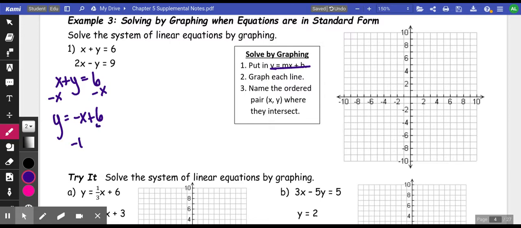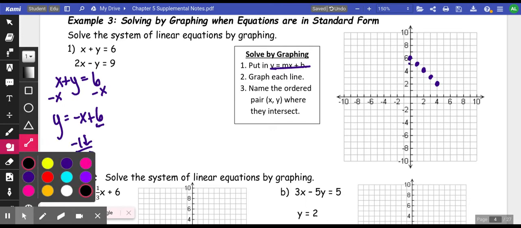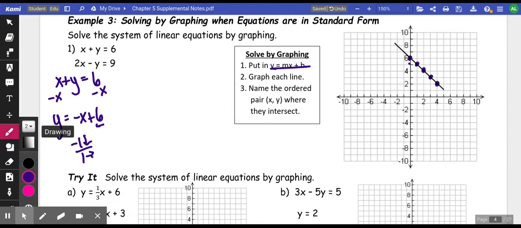Okay, I know my starting value here is positive 6. And then my slope, my m, I know was negative 1. If I want, I can think of that as negative 1 over 1. So I'm going down 1 and over 1. Let me come up with a bunch of points here. So down 1 over 1. I'm going to just do a couple of these and draw my line. Okay, draw my little arrows.